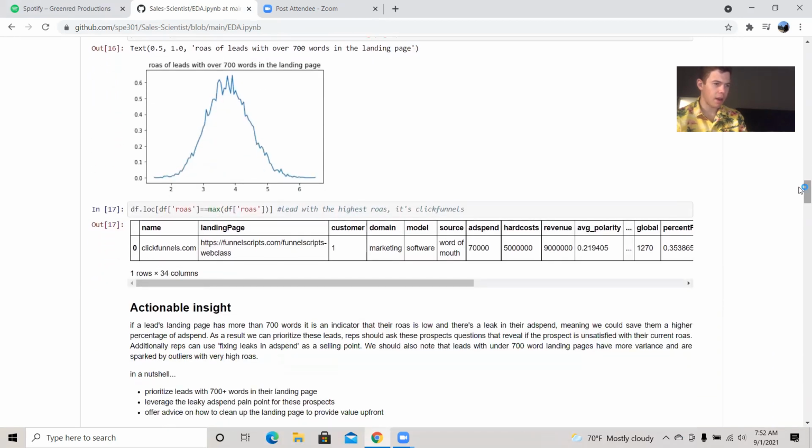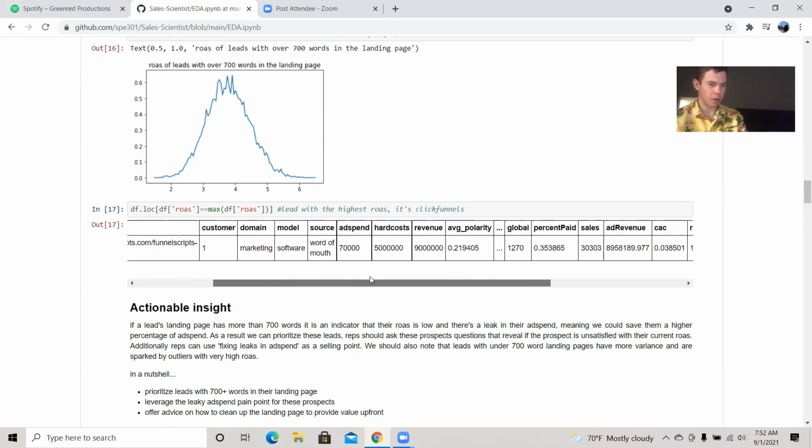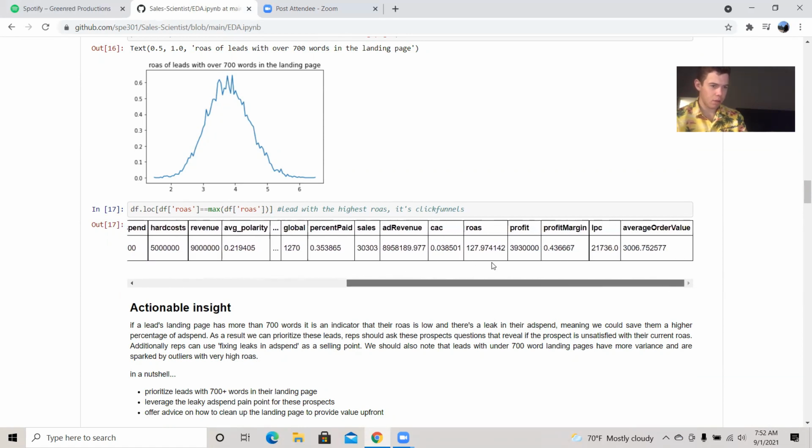Okay. And then I looked at the lead with the highest return on ad spend, and it's clickfunnels.com. Most likely the reason for this is because they're doing over $100 million in revenue a year. I don't know if that's necessarily the reason for it, but it's also worth noting they're like a giant company.